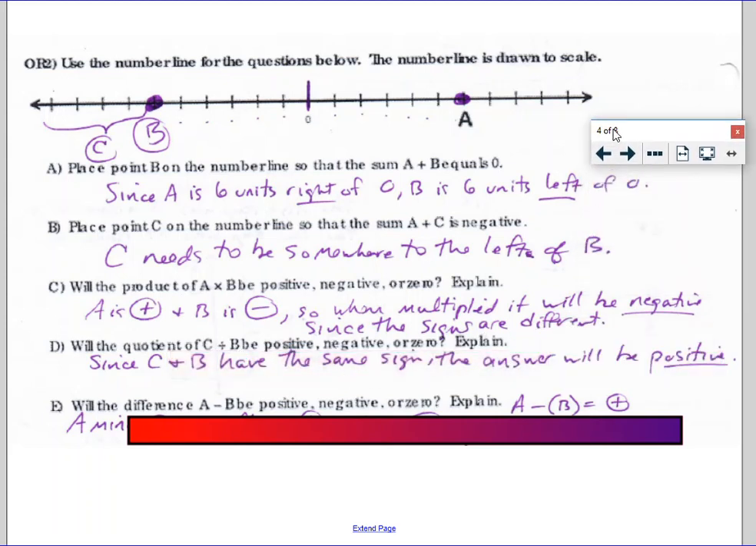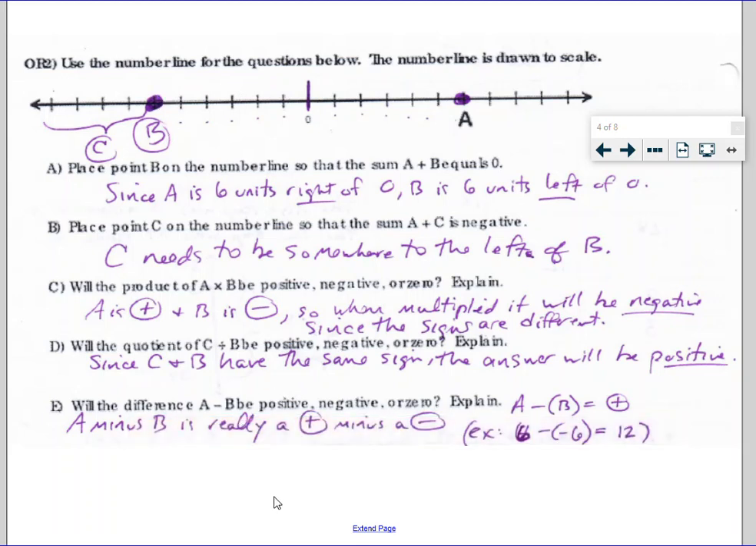All right. And part E, will the difference A minus B be positive, negative, or 0? Well, A minus B is a positive number minus a negative number. And if you are subtracting a negative number, you're really adding that digit with A. For instance, if I said A minus B, but we know B is negative, it's going to be positive. Here's an example. If I was doing 6 minus negative 6, that's really the same as 6 plus 6. So I get 12. So I know that A minus B will really be a positive answer.